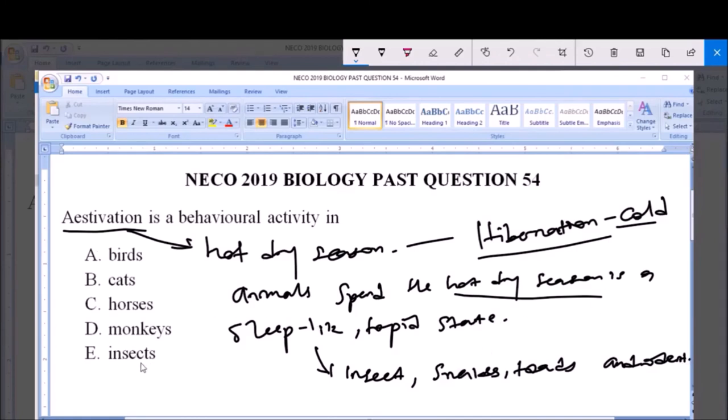Now from the options here, we see that option E, insect, is part of the organisms I listed that undergo estivation. So the answer to this question is insect. The insect is an organism that undergoes estivation during the hot dry season.